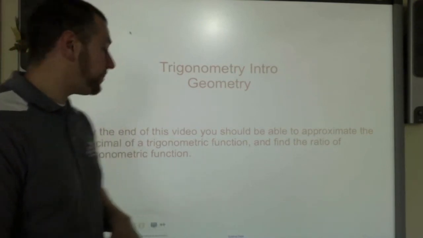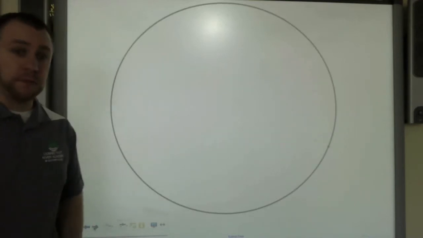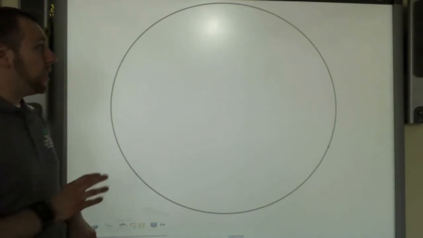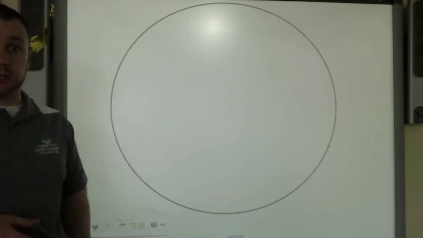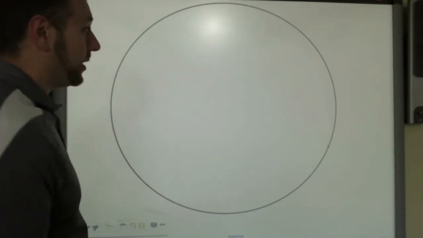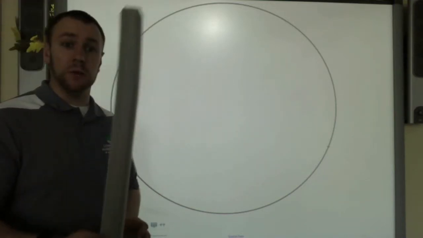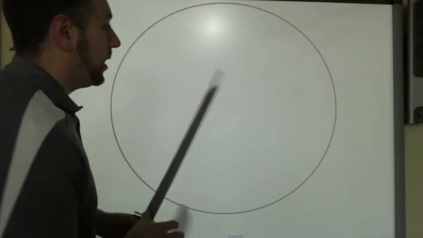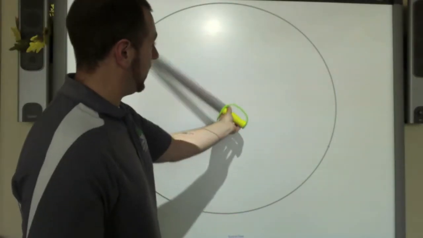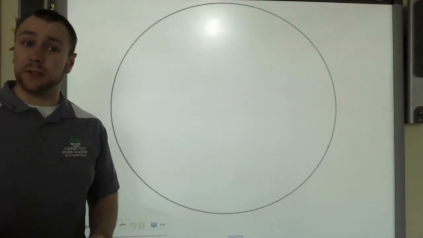So the first thing I want you to think of is a circle. Trig is all dependent on the unit circle. And I'm going to use this sword here to demonstrate. This sword is going to be 1 unit. Okay? And we're just going to rotate this all the way around the circle. That's going to be my radius. So trig uses ratios based off this 1 unit.